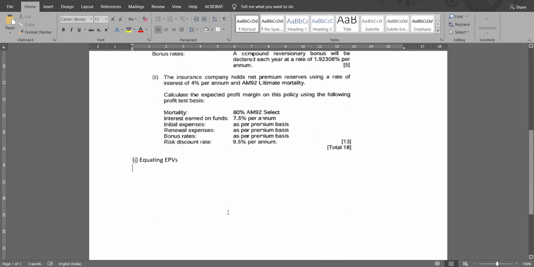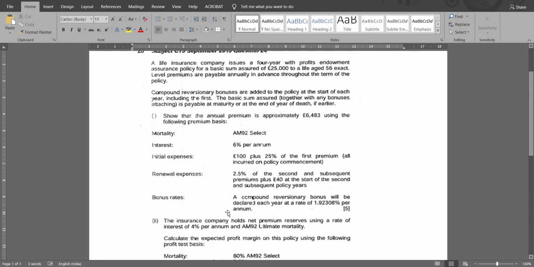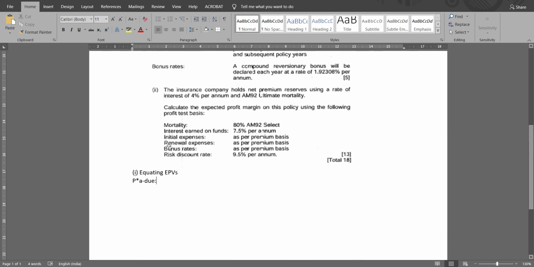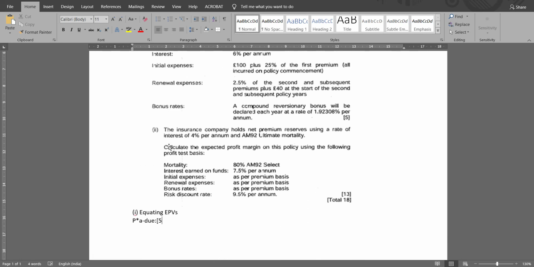So for equating EPVs, what will I take? I'll be taking the EPV of premium. That will be equal to P times ä, and you have to take the age of the policyholder, which is 56. So this is 56 select. And you have to take the term, which is n years. So n years here is 4 years. This is your EPV of the premium.